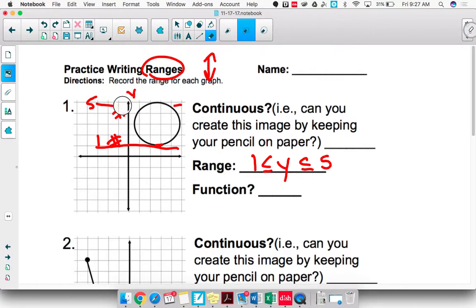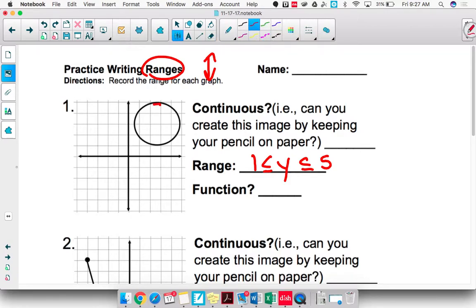Looking at the continuous piece, we most certainly can draw a circle without picking up our pencil. So we'll say, yes, it's continuous. And it doesn't pass the vertical line test, because there is at least one line that intersects the circle more than once. And so this is not a function because it intersects a vertical line in more than one position.